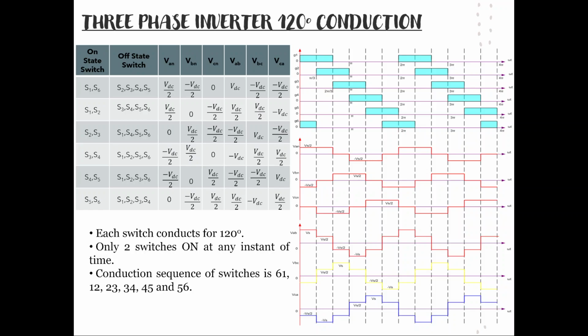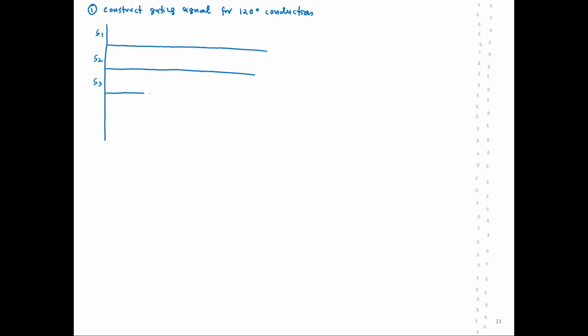So first thing, like 180 conduction, what you need to do is construct the gating signal diagram. First of all, we are going to construct the gating signal diagram for 120 conduction. For the switches, we have 6 switches: S1, S2 until S6.